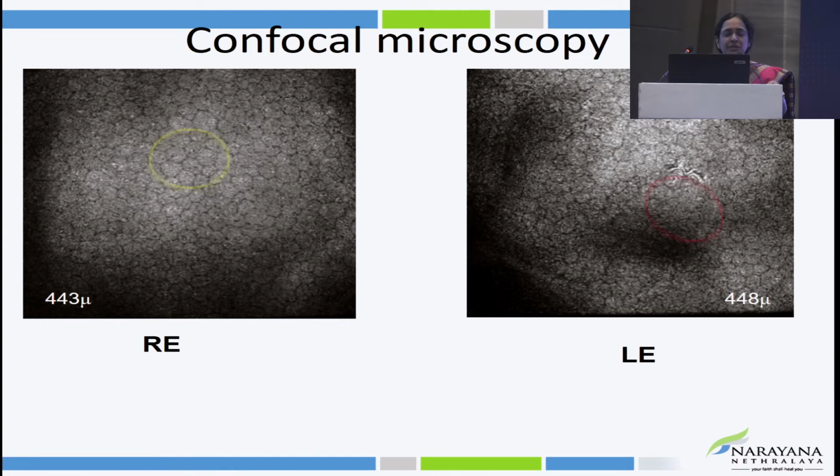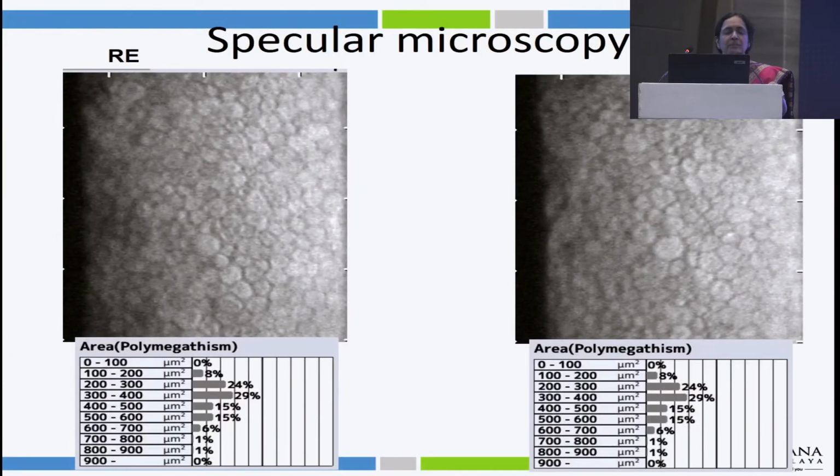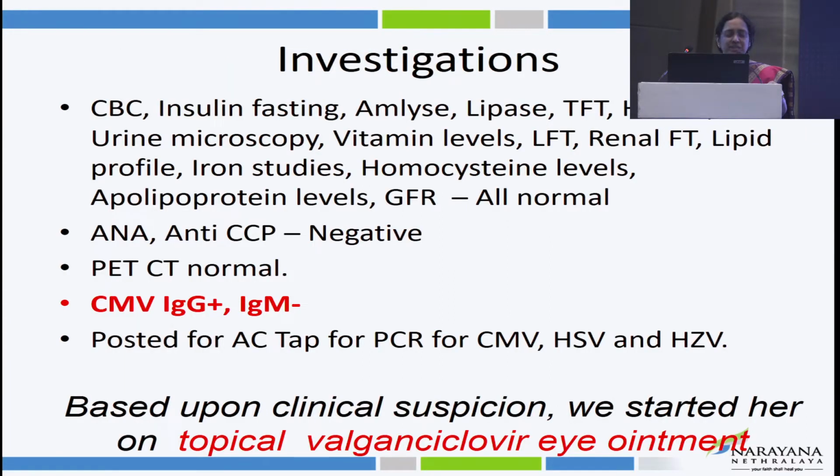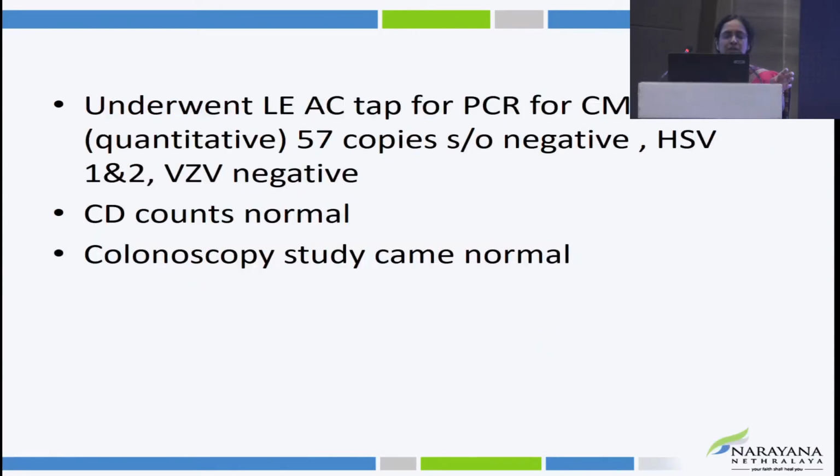Confocal microscopy showed an owl-like pattern of keratic precipitates. Usually it's been described with CMV anterior uveitis. Specular microscopy shows polymorphism in both eyes. We investigated in detail in view of the colonic bleed. Systemic investigations, including the PET-CT, were normal. Serological test for CMV IgG came positive. Empirically, in view of the owl-like pattern and the systemic features fitting into the possibility of CMV infection, we started the patient on topical ganciclovir gel.